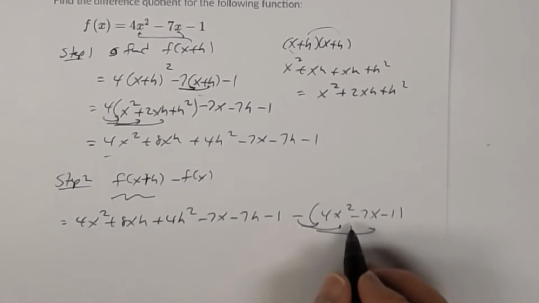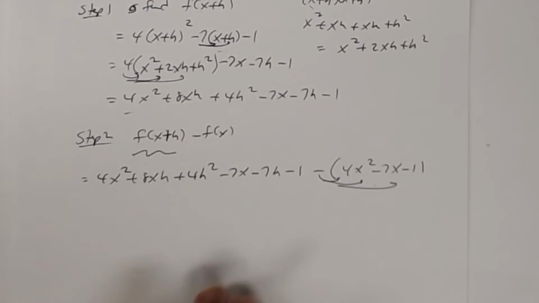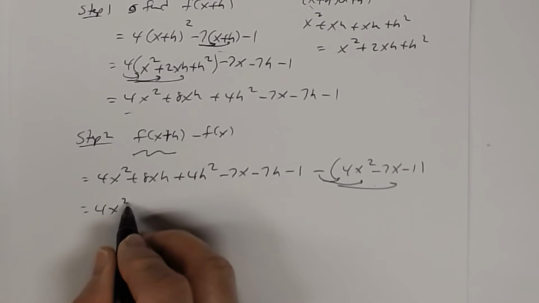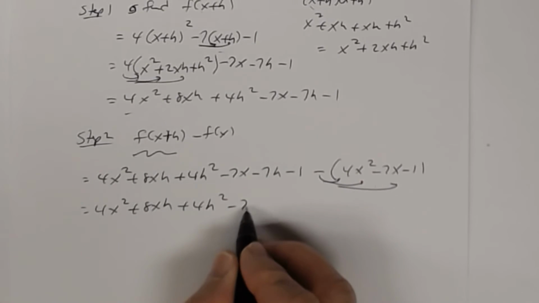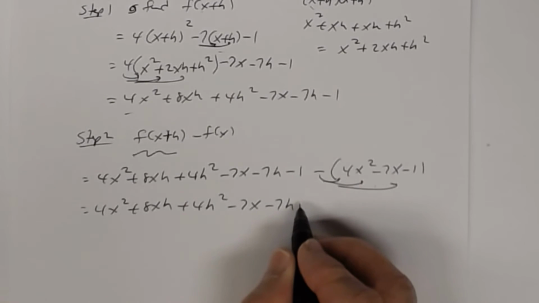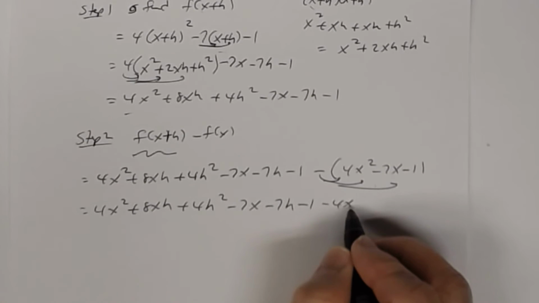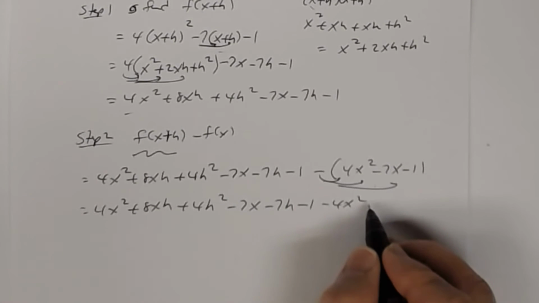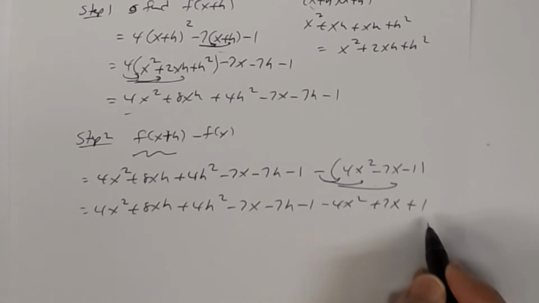Now the next step is to get rid of the parentheses. So you're going to take the opposite of each of these terms, or distribute a negative 1. So I get 4x squared plus 8xh plus 4h squared minus 7x minus 7h minus 1. And then the opposite of 4x squared is a negative 4x squared. The opposite of a negative 7x is a positive 7x. And the opposite of a negative 1 is a positive 1.